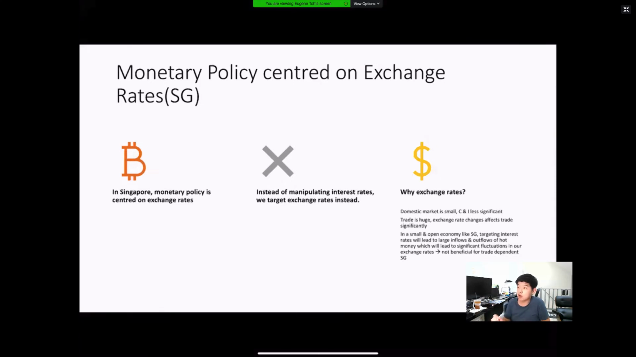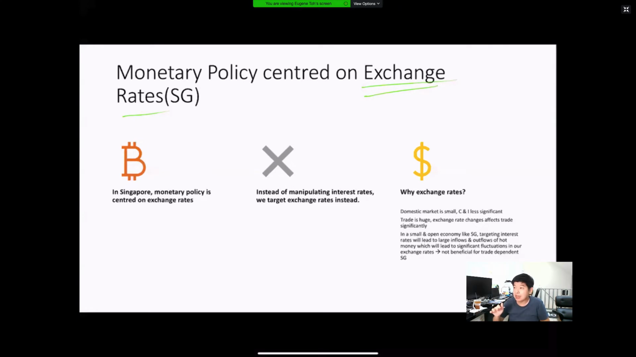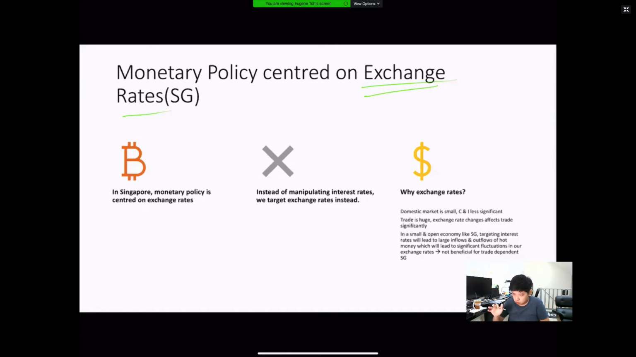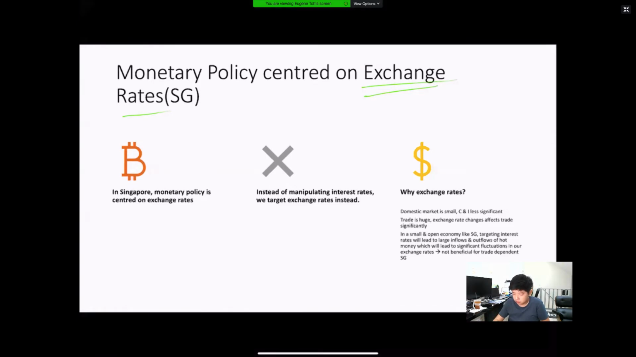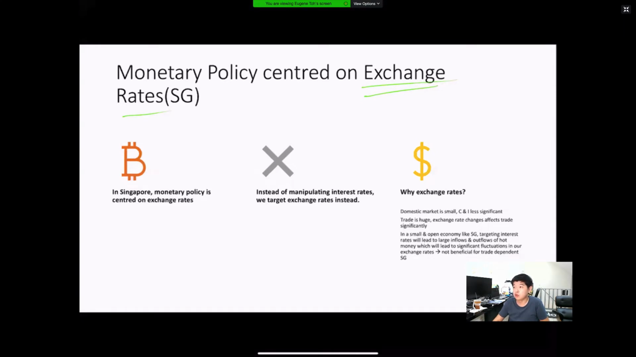So again, like I said, monetary policy in Singapore, when you see that, you're talking about your exchange rates. You're not talking about interest rates. So we don't manipulate interest rates. We are an interest rate taker. We do not manipulate interest rates. We actually carry out exchange rate monetary policy. Now here's a simple explanation for why we use the exchange rate instead of interest rates.